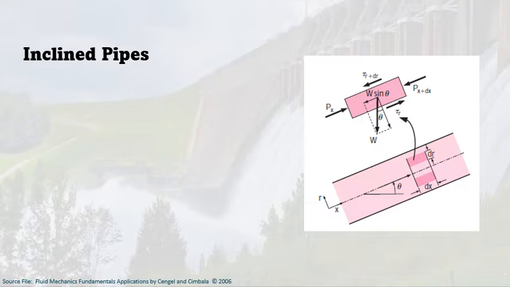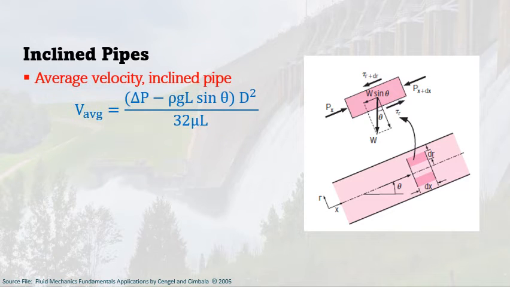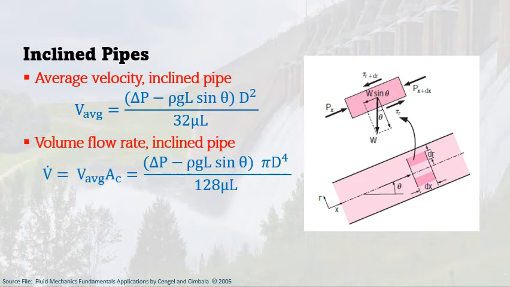For inclined pipes with laminar flow, we can also compute the average velocity and the volume flow rate. Take note that if theta is equal to 0, this reduces to a horizontal pipe. So this is a general equation which we can use even for a horizontal pipe. We just substitute theta equals 0 in that case.